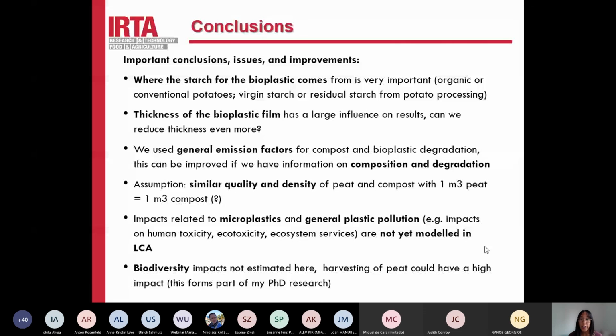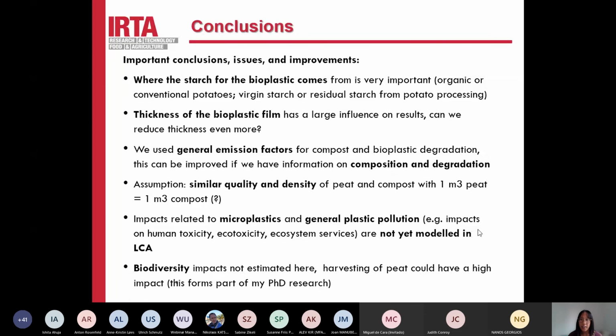We also used general emission factors for compost and bioplastic degradation, which can be improved if we had composition values or adjusted factors. For example, what Rafaela has seen so far is that the ammonia emissions could be lowered as the compost does not have ammoniacal N, whereas the default values we used had ammonia. And the fact that the nitrogen is released very slowly can reduce nitrous oxide and nitrate emissions. So we would benefit from having adjusted factors.